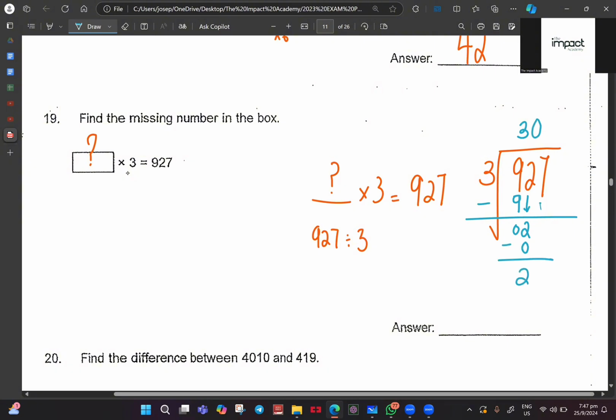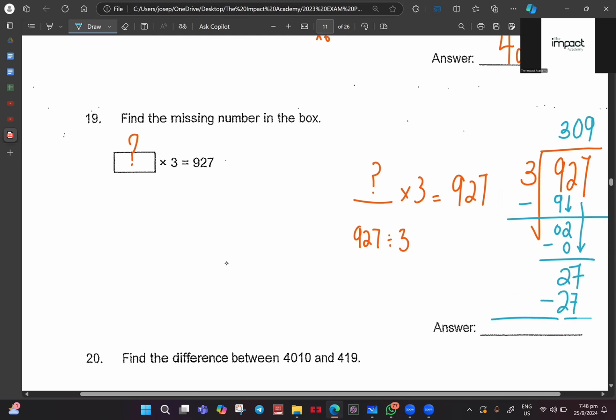Very good. Then you bring down the 7. Very good. Then you get 2. Can you see this or you cannot see this? Do you understand or don't understand? All right, so therefore this answer over here has to be 309.